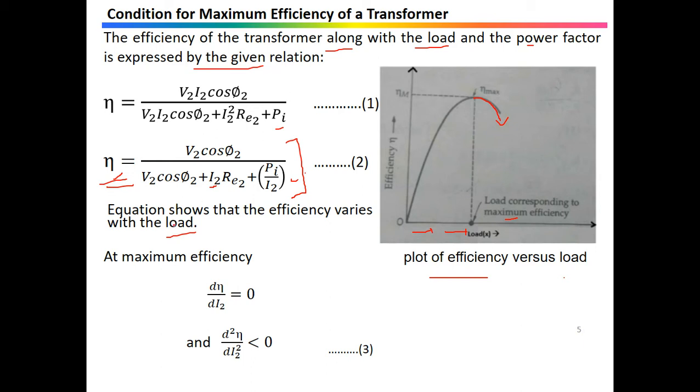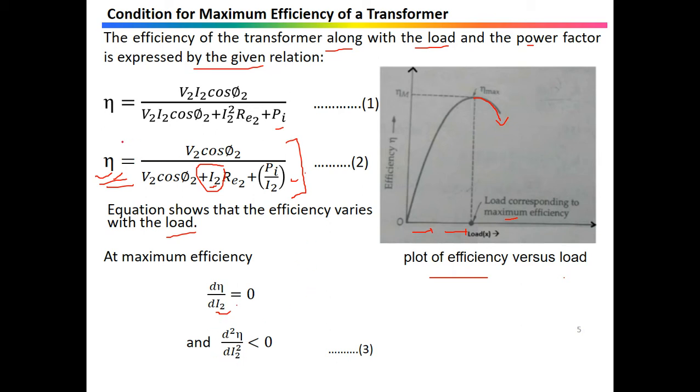In order to find the maximum of this efficiency, we have studied in mathematics that to get the maximum of a given equation, we have to differentiate it first with respect to I2, that is the load current, which is also the load. If I differentiate this efficiency with respect to the load current I2 and it becomes 0, it will give me the condition for maximum efficiency, provided its second derivative is less than 0, that is, negative.